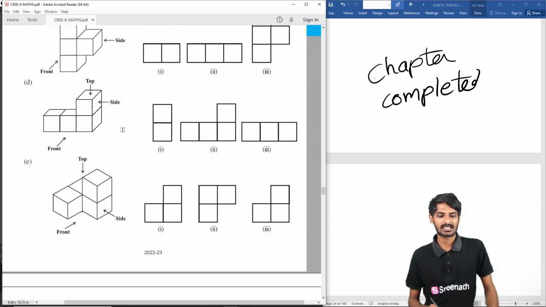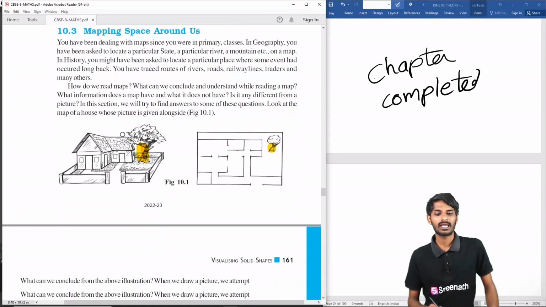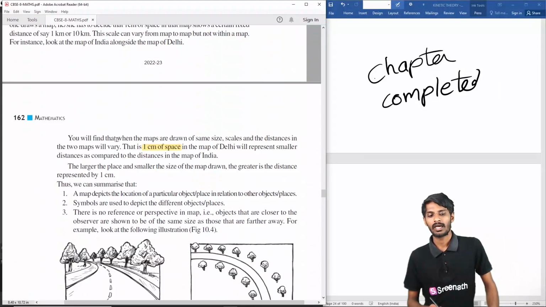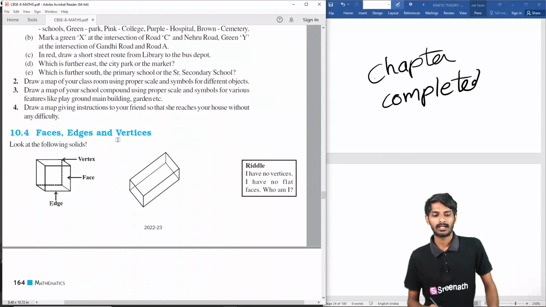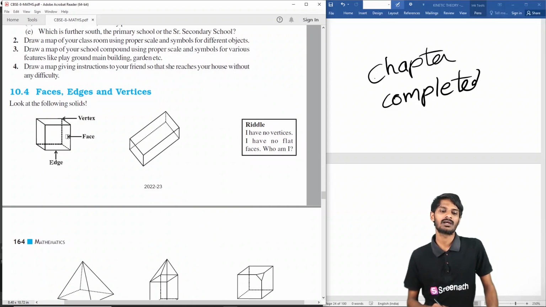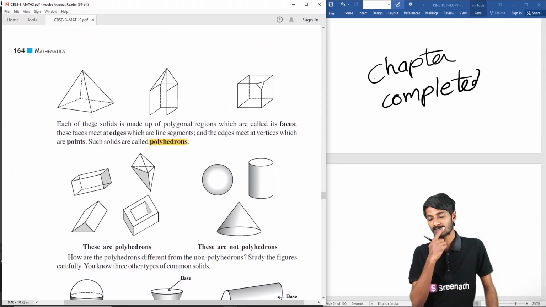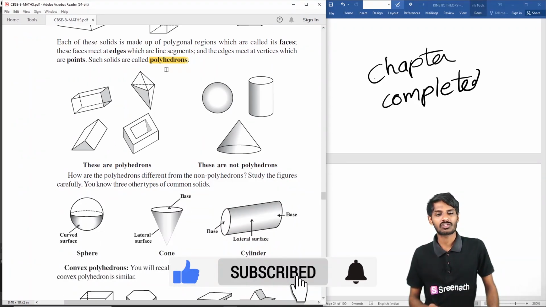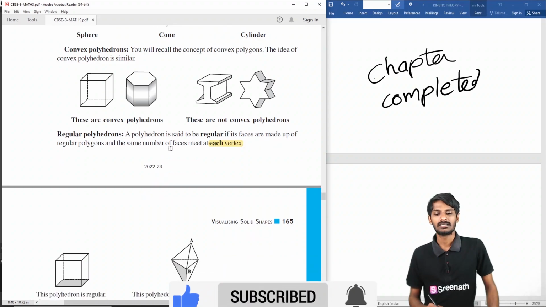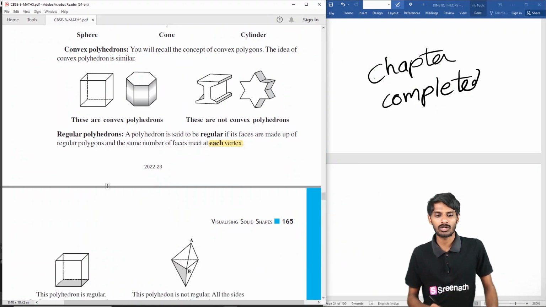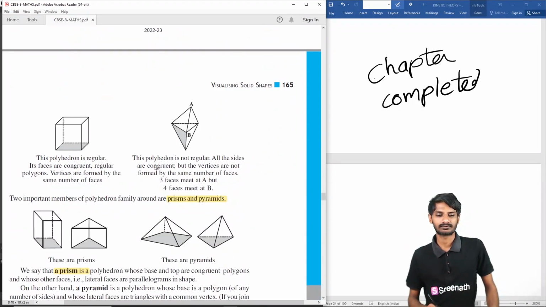Next is about faces and edges. We have discussed how to map the situations around us. Corners are the vertices, the line segments joining the vertices are the edges, and the edges are covered by faces. Polyhedrons have flat faces, edges and points like that. Regular polyhedrons must have flat faces, not curved faces, and regular polygons as the faces, and the same number of faces meet at each vertex.